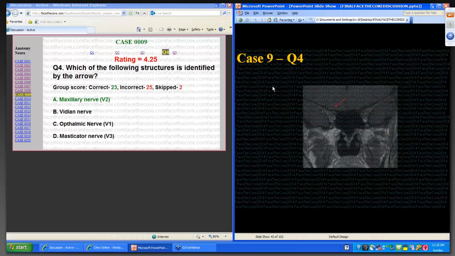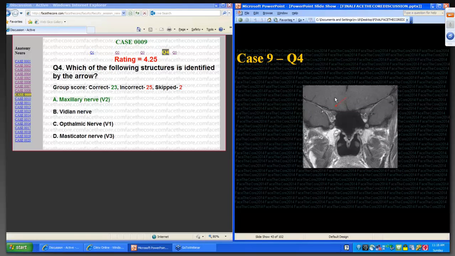Okay, and then the next question is, looks like our arrow got displaced a little bit, but basically the arrow is supposed to be here. Which of the following structures is being pointed out by the arrow? Is it the maxillary nerve, the Vidian nerve, the ophthalmic nerve, or the masticator nerve? The correct answer is, remember, so this is a coronal T1 post-contrast. You know it's T1 because it contains the marrow here, and the sphenoid is bright. It's post-contrast. You see some of the mucosa is enhancing.